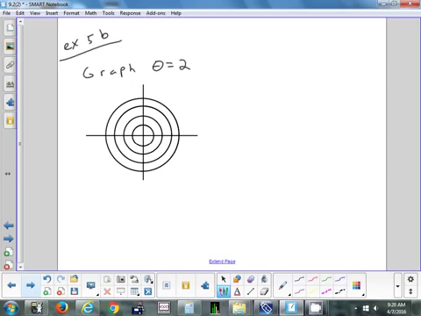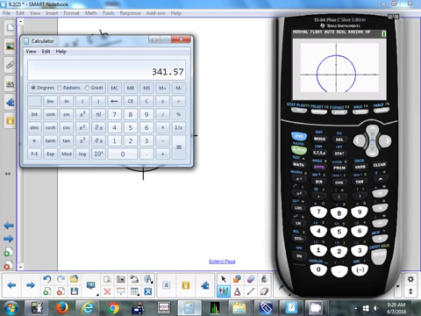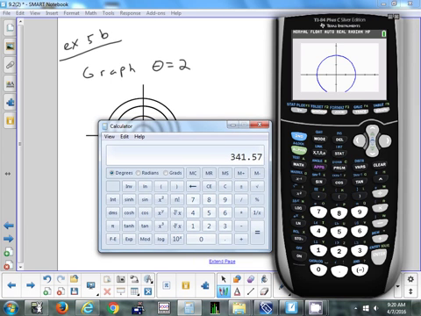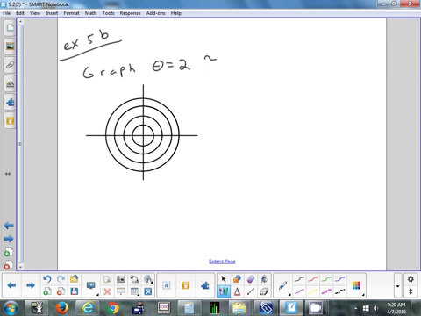Now, this one you can't graph on the calculator. There's no way to type in theta equals. So we just have to think about it a little bit. What might help us to think about it is to change it. Instead of theta equals 2 radians, let's just change it to degrees. To change it, we would multiply by 180 and divide by pi. Just approximate. It's about 114.6 degrees.